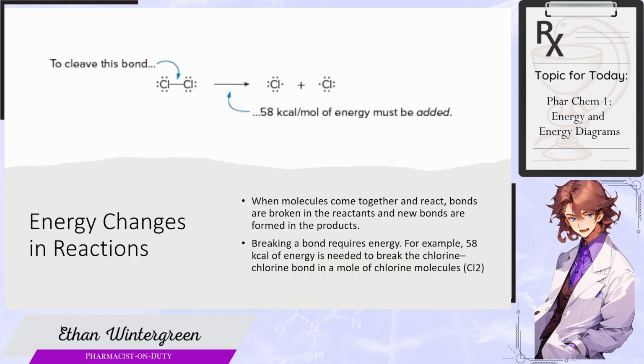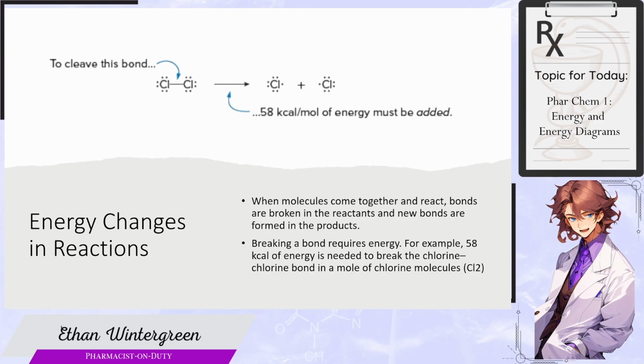In terms of energy changes in reactions, when molecules come together and react, bonds are broken in the reactants and new bonds are formed in the products. So most of the time when we are performing chemical reactions, bonds break and bonds form. Breaking a bond requires energy. In our illustration, a chlorine molecule needs 58 kilocalories to break the bond between the two chlorine atoms.